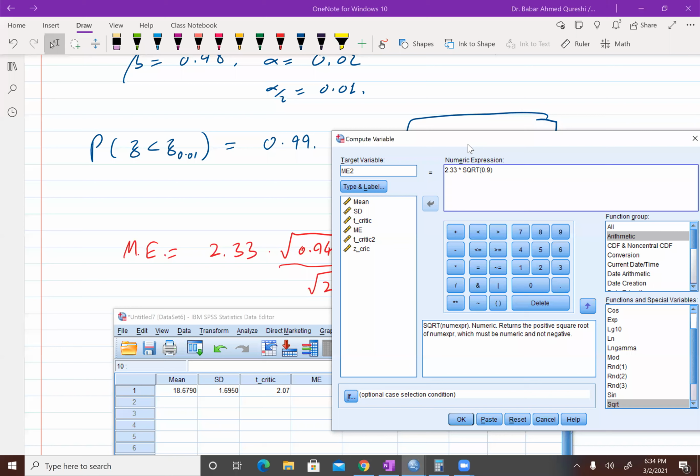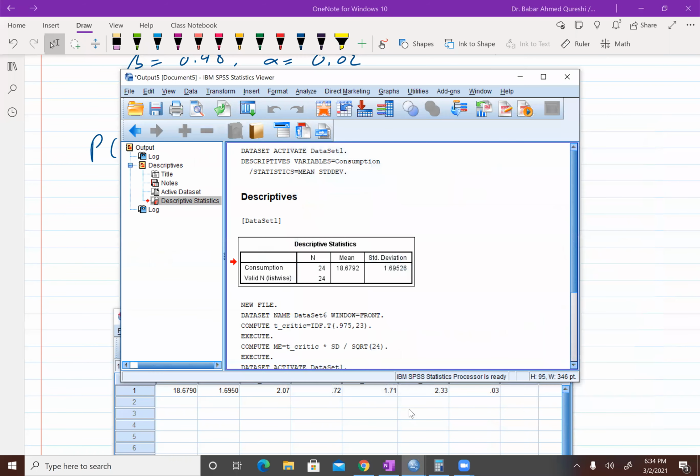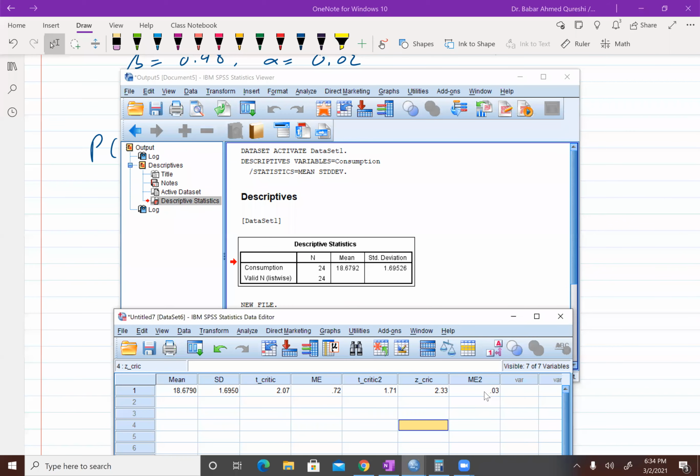Square root of 0.943 multiplied by 1 minus 0.943 divided by 246. And you can see that there's a bracket outside the square root, so this is the square root of this whole number. The star is used for multiplication and this dash is just for division. So I can just do okay. And margin of error is 0.03.